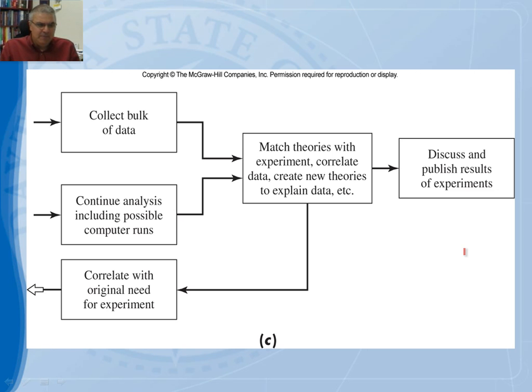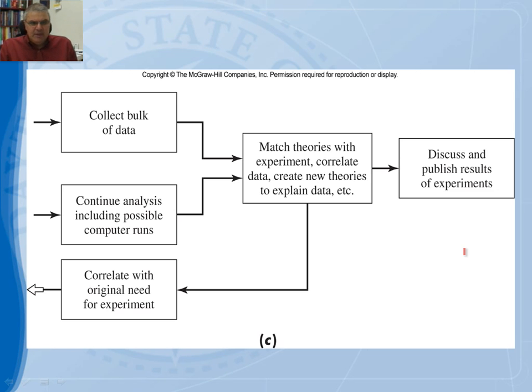So after gathering all that data, then we need to go back and sit down with the experiment team and match theories with experiment, see if there are correlations, how we can correlate the data. We create new theories to explain data, etc. And then hopefully we should be able to discuss and publish results of experiments.